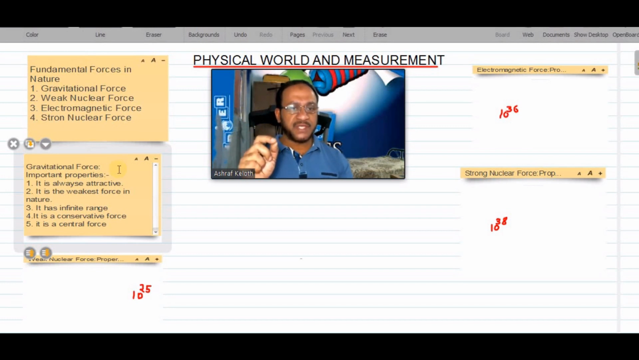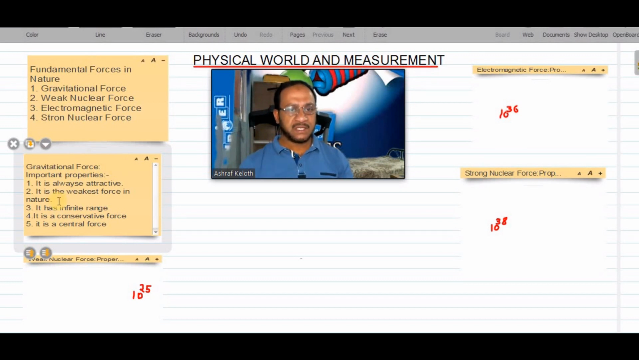So every object in the universe attracts each other. Not only Earth and Moon, not only Earth and apple. Two apples also attract each other. Okay? If mass is there, there will be gravitational force. Any two bodies, every object in the universe attract each other with a force F that is proportional to the product of their masses m1 and m2 and inversely proportional to the square of the distance between them, 1 by r squared.